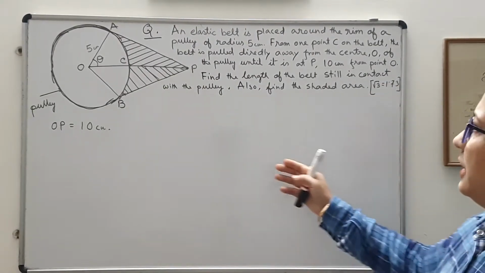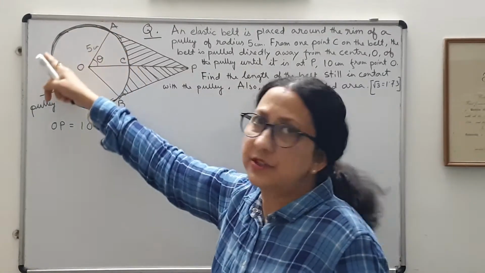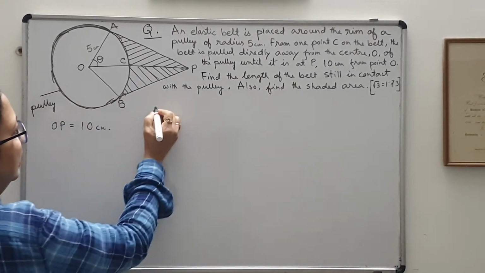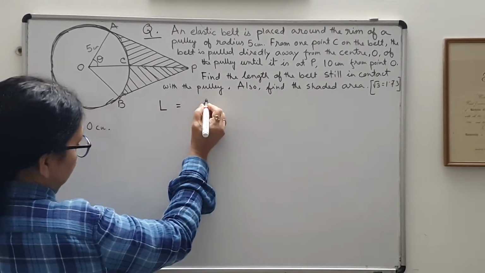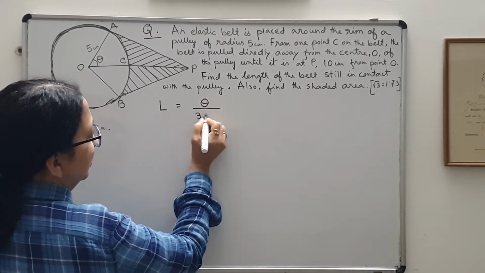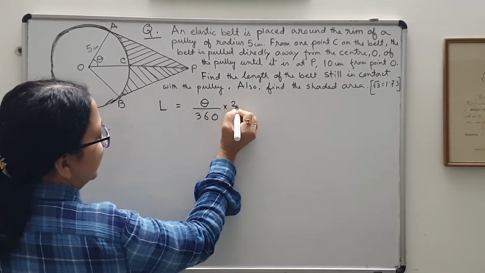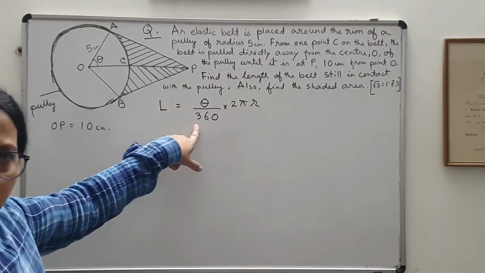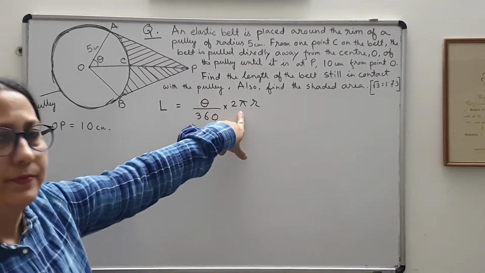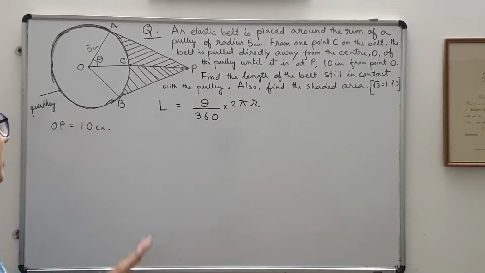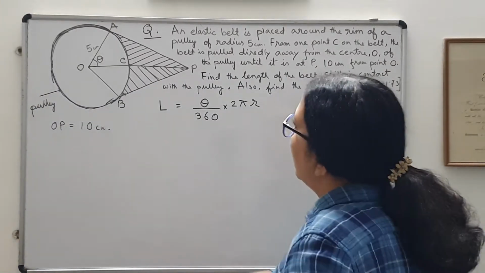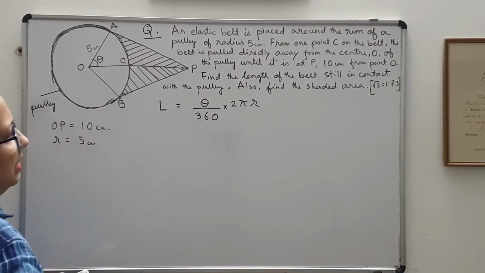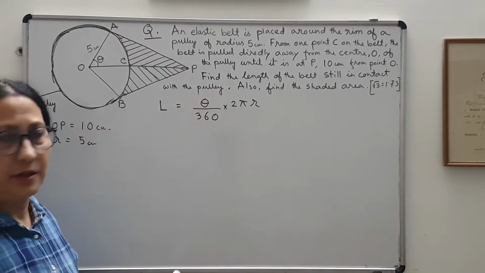So let me first find out the length of the belt still in contact. Now the formula for the length of an arc, you know. Length of an arc is given by the sector angle upon 360 into the circumference of the circle. In this way, remember, this is the ratio of the sector angle to the whole angle around the point, into the circumference of the circle. So here you see this R is known to us, R of the circle is 5 centimeters, given. So I have to find this theta, that is the question.